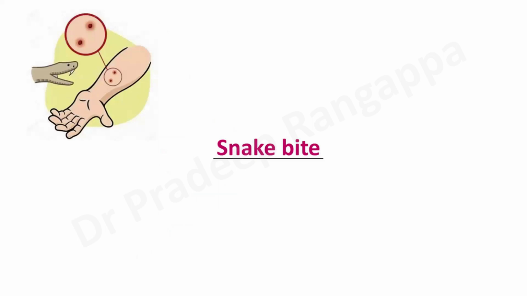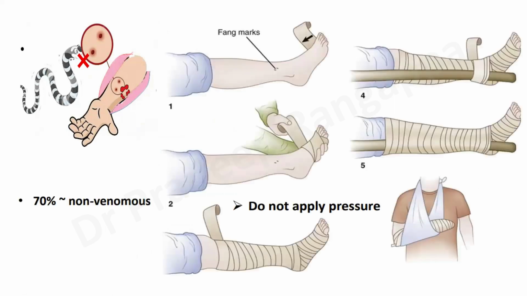So the last one, we'll just talk about the protocol for snake bite. As I said, in snake bite, one needs to look for any fang mark or any bleeding at the site, and there can be swelling at the site. But if it is a krait bite, you wouldn't see the fang mark. So that is something one needs to know. 70% of snake bites are non-venomous.